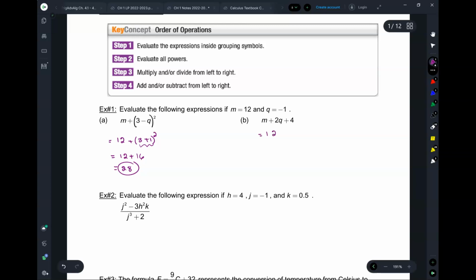M is 12 plus 2 times Q, -1, plus 4. How much? 14 it is. Okay?